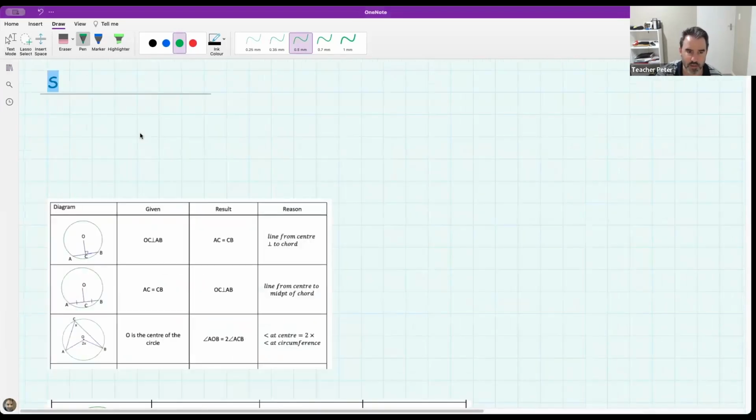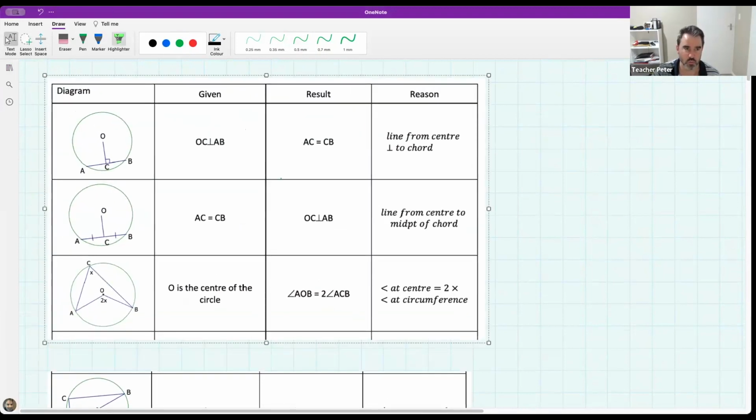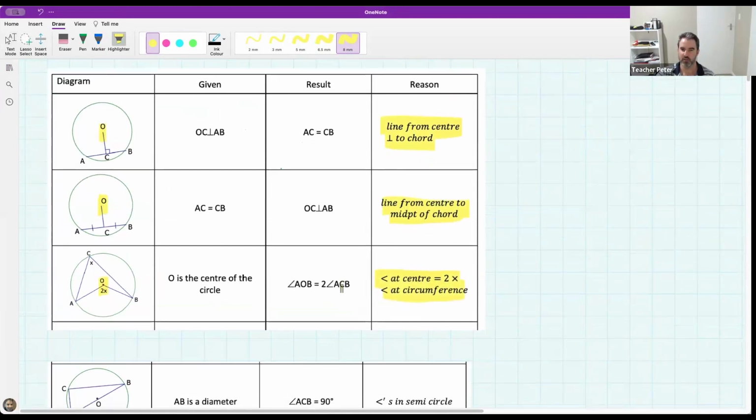Just a quick little recap down memory lane. In the first week of our circle geometry sessions, we dealt with the facts or the theorems that deal with the circle in the center. So all of these drawings have a center point, and we have the line from the center perpendicular to the chord. We have the line from the center to the midpoint of the chord, and then probably the most important one, the angle at the center is twice the angle at the circumference.